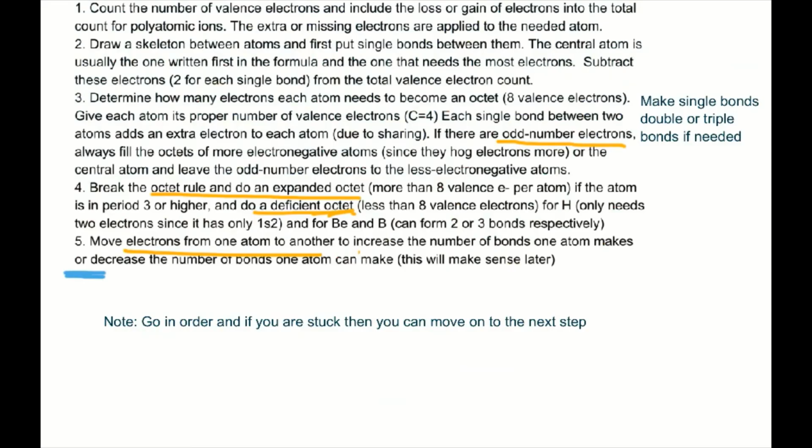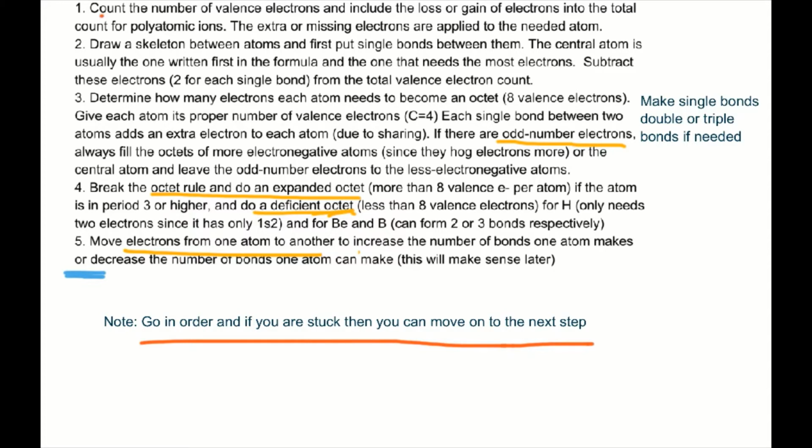So I've compiled a few steps for you to follow, and go in order in these steps, and if you are stuck, then you can move on to the next step. If you manage to finish the structure without moving on to the next step, then you could stop there. But usually you tend to go at least to step 3, and step 4 and 5 are there just in case you still can't figure it out. So let's figure out how to draw Lewis structures using this nice procedure.